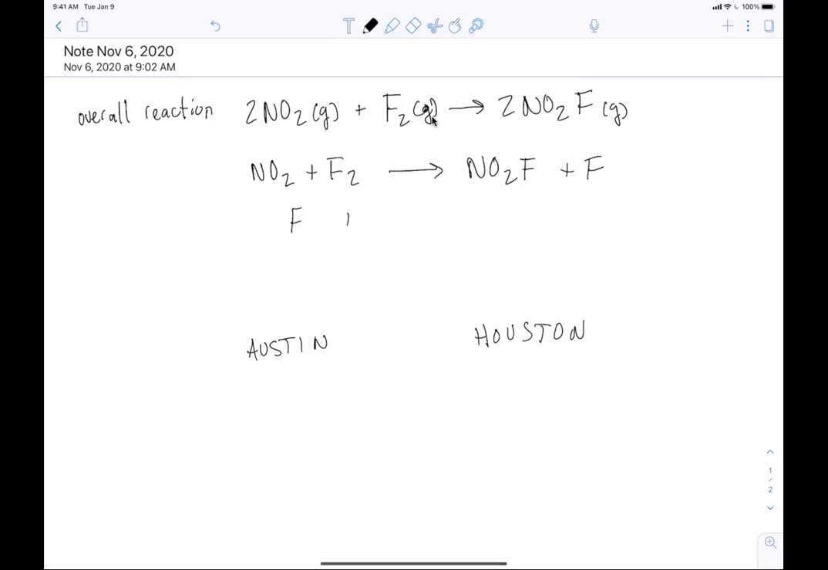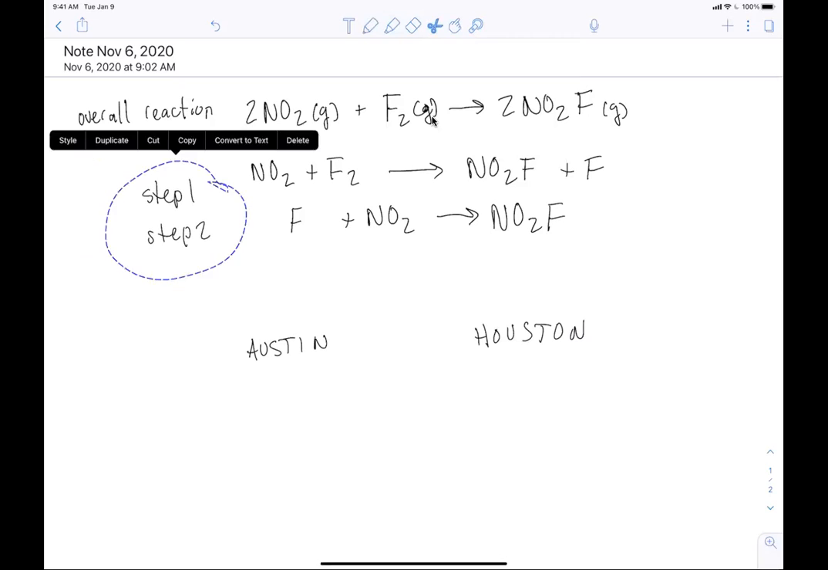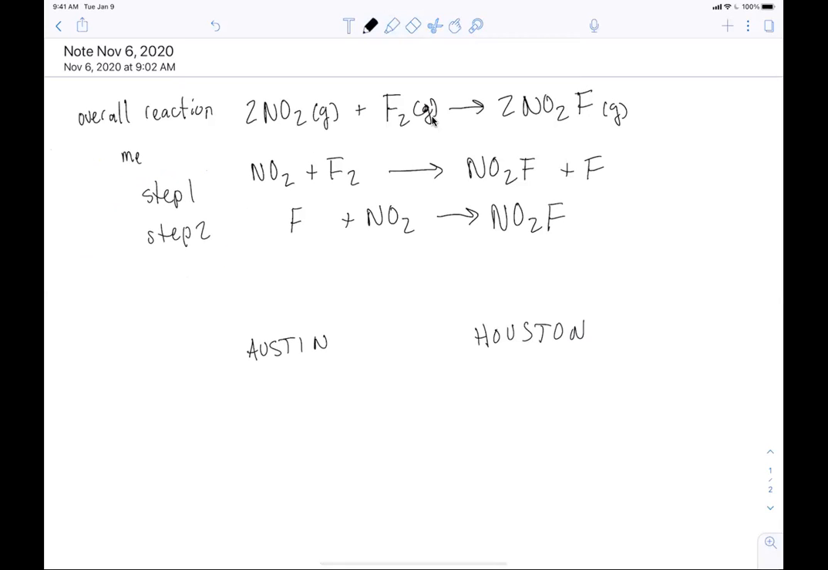And then in the second step, you produce NO2F. So this is the mechanism. Step 1, step 2. So these are our mechanistic steps, step 1 and step 2.